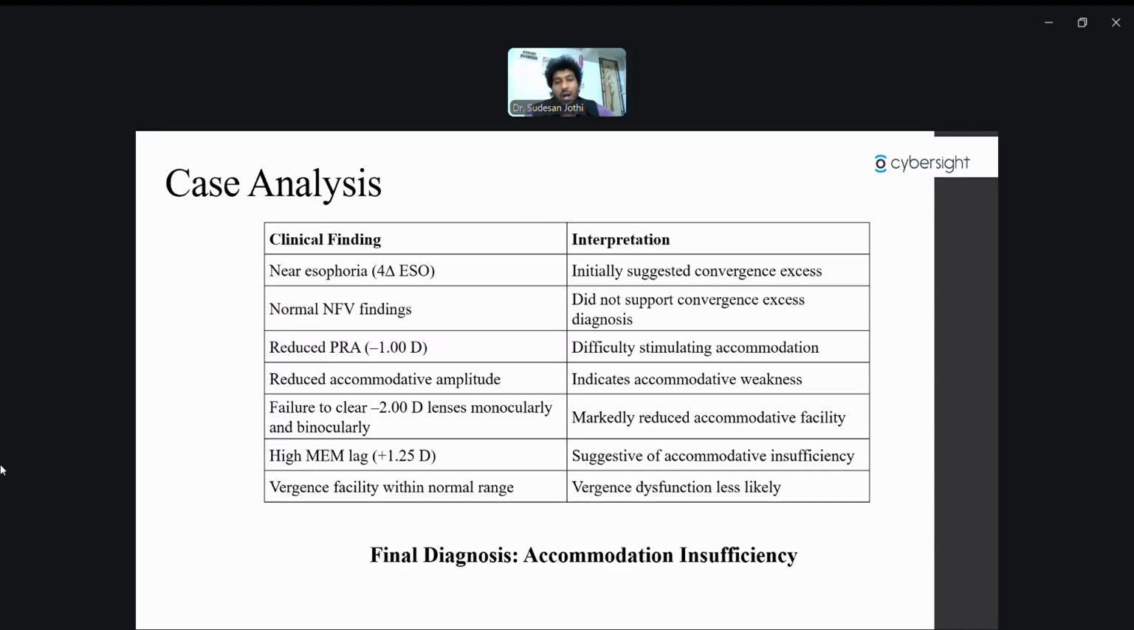Using our diagnostic approach, we must first consider convergence excess because of the near esophoria of the patient. However, the normal vergence findings ruled it out. The significantly reduced accommodative amplitude, low PRA, failure with the minus lenses, and increased monocular estimation lag all point towards one diagnosis, which is accommodative insufficiency. This demonstrates how a systematic analysis helps us reach an accurate diagnosis, and it's very beneficial to the patient.